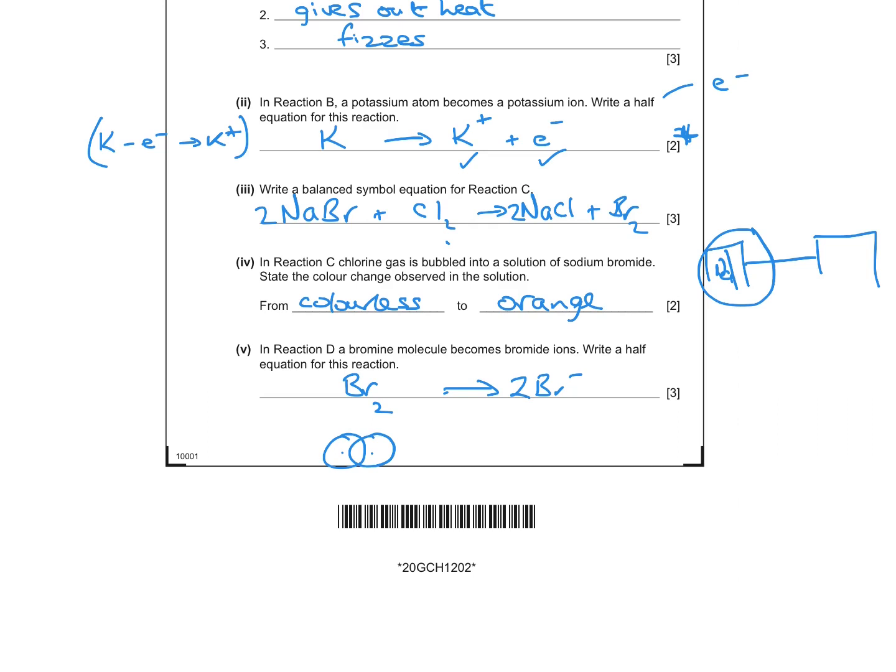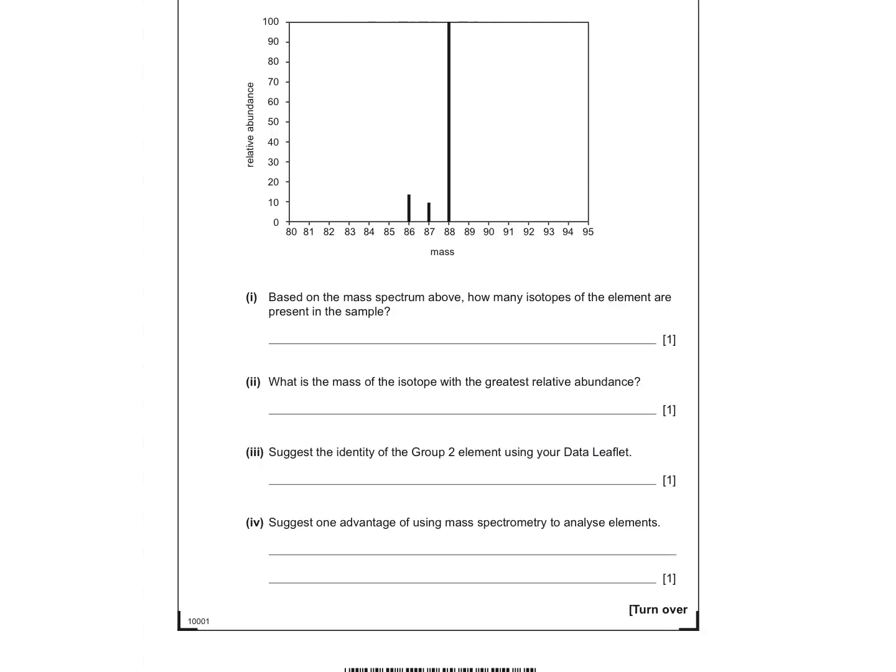Now the bromine itself on the left is neutral overall, and on the right hand side you see that you've got a bromide ion which is negatively charged, and you've got 2 of those, 1, 2. So they're negatively charged. So that means that the bromine molecule must have gained 2 electrons. So that's our answer. Okay, on to the next question.